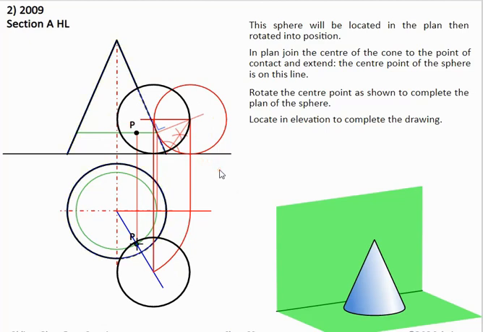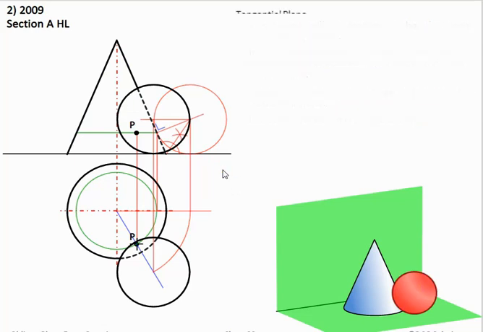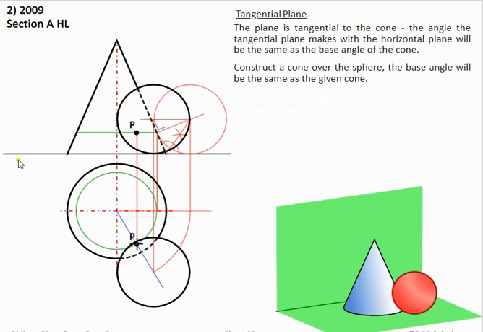Now the second part of this question is to draw the tangential plane or oblique plane which touches both of these. Because it's touching both of these, the angle of the oblique plane has to be the same as the cone here, so it's resting up against the side of the cone.